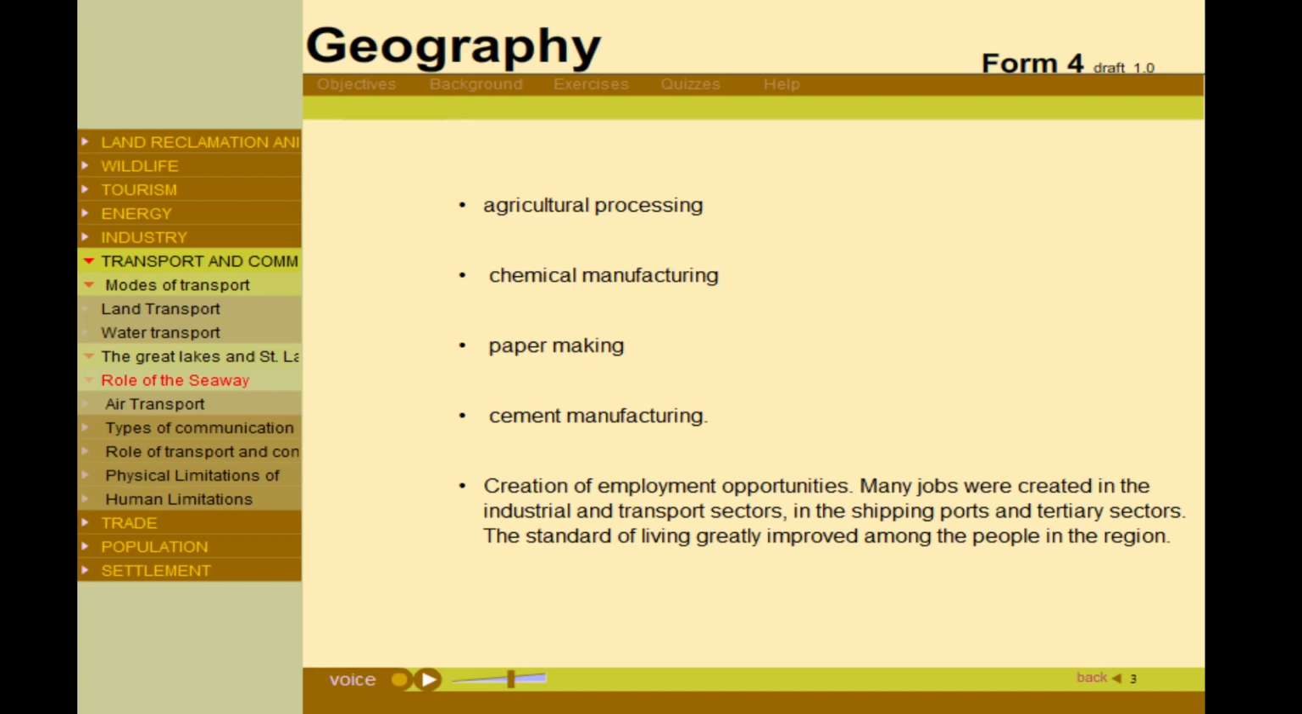The last mode of transport we shall discuss is air transport. Air transport refers to the movement of people and goods using aircraft like aeroplanes, helicopters, and hot air balloons.